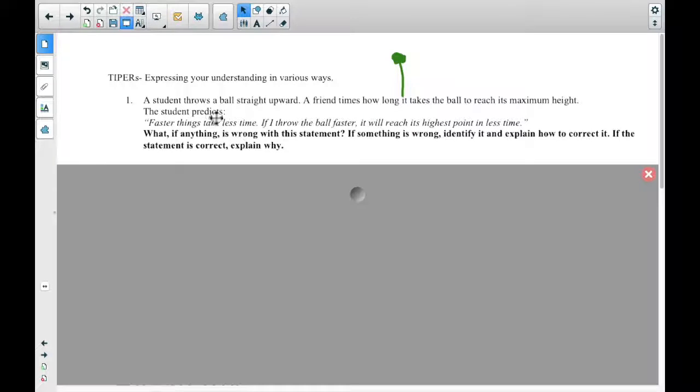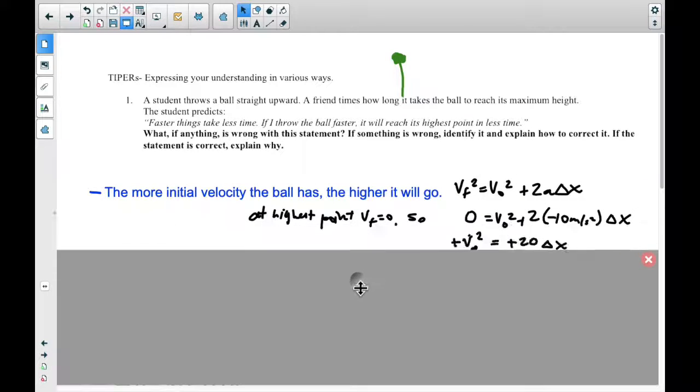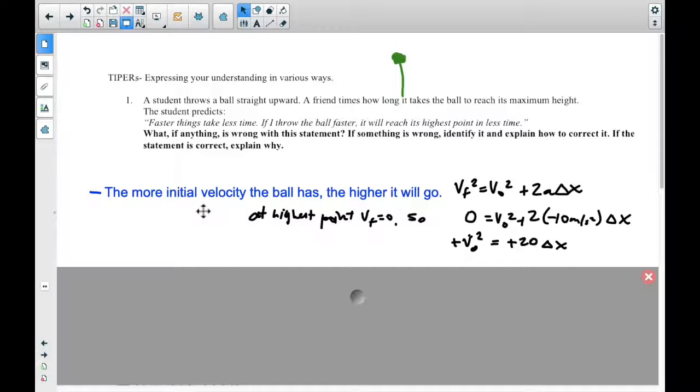The first part of what that person says is kind of true. Faster things take less time. That's true, but it's not going to be true in this case. If I throw the ball faster, it will reach its highest point in less time. Not necessarily, because if you throw the ball faster, what's going to happen? I think it's going to go higher. And if it goes higher, it's going to take longer, right? So we're going to explain that, but we're going to take some steps to explain that. Okay, here's what I'm going to say first. The more initial velocity the ball has, the higher it will go.